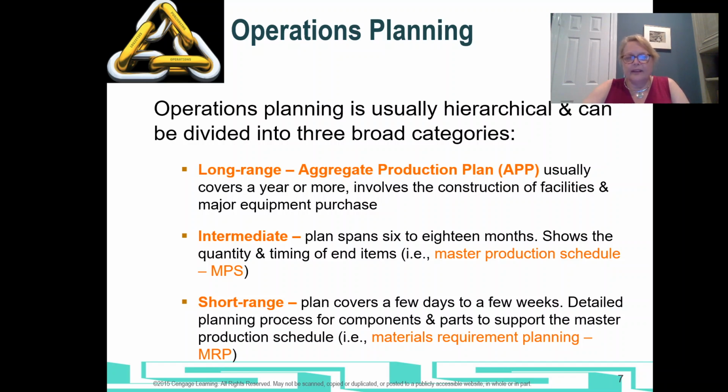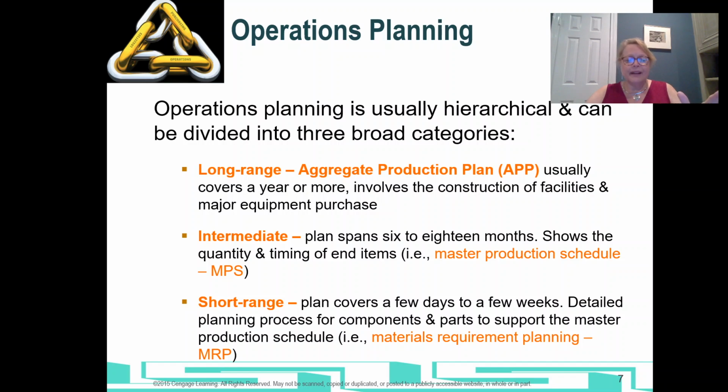The intermediate one, about 6 to 18 months. This helps you plan for equipment. This helps you look at new suppliers. It helps you do that kind of thing. The intermediate plan is about 6 to 18 months, and this is called the Master Production Schedule. Most people call this the MPS.